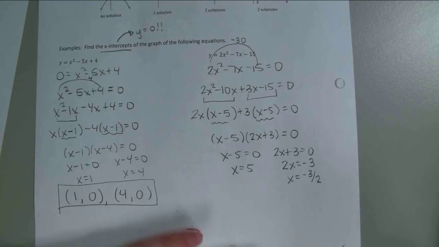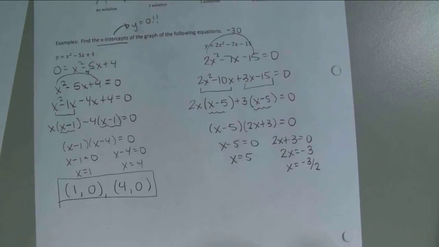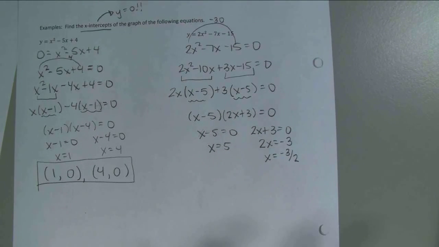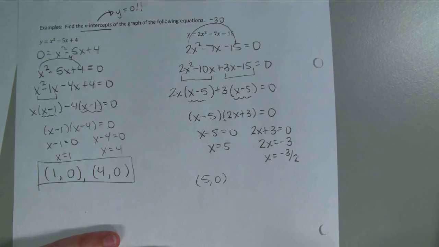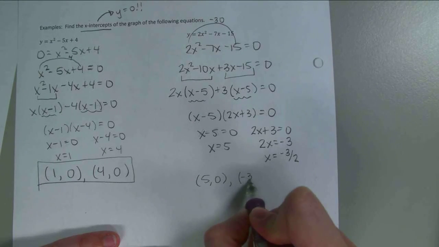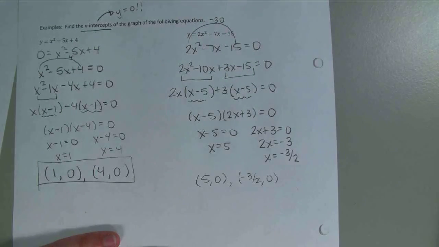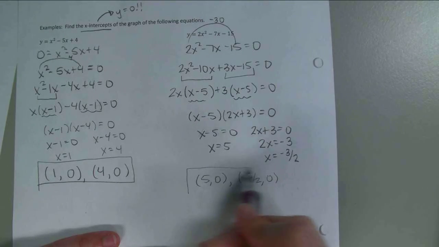So then your answer, you might put that in, and they're like, oh no, answer as an ordered pair. Well, remember, you found the x value. So you found 2 ordered pairs, technically. 5, 0 is one of the ordered pairs. And then comma between that one and negative 3/2, 0 is the second ordered pair. And that's what you'd put into your answer box there.